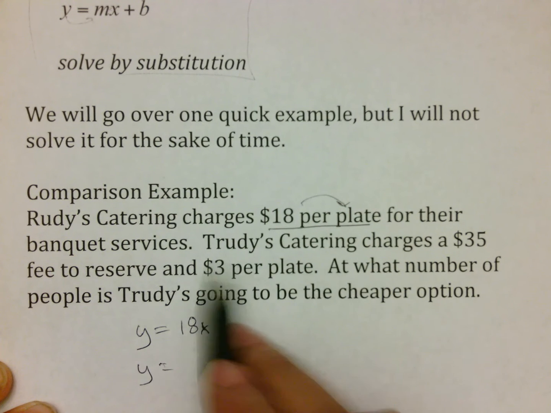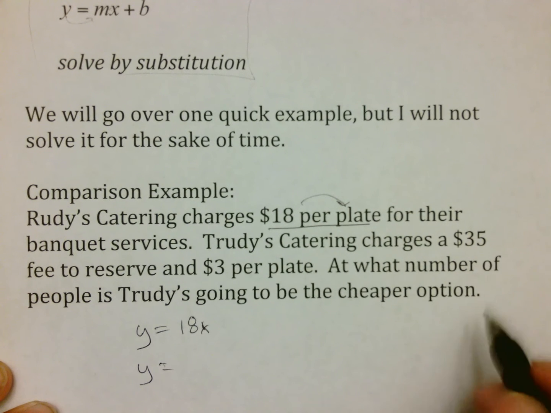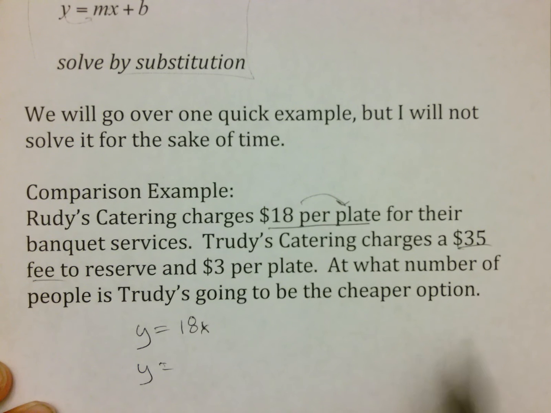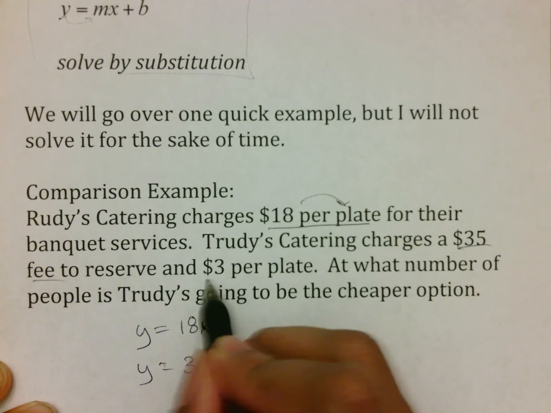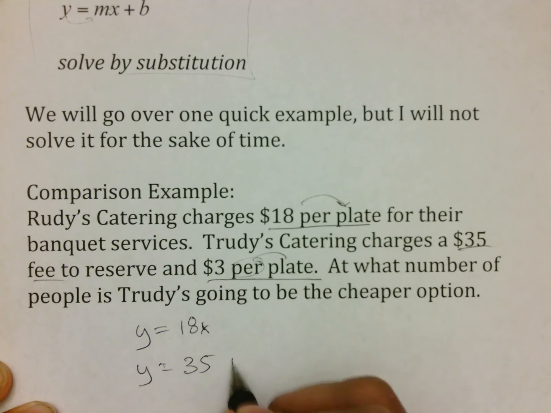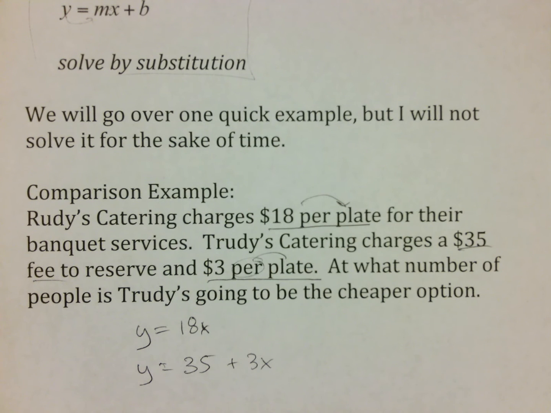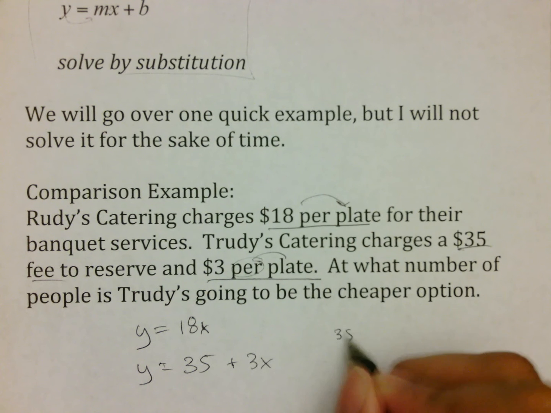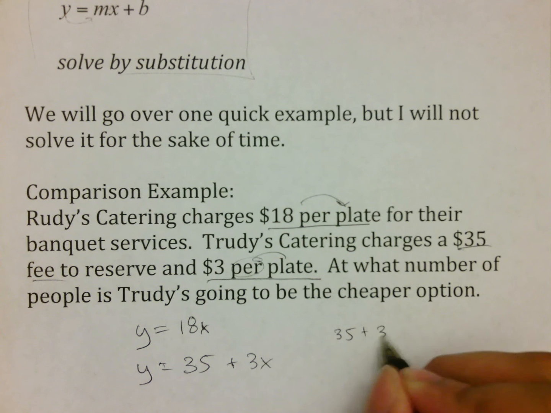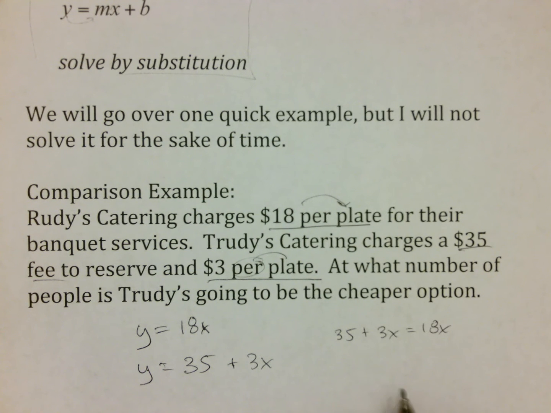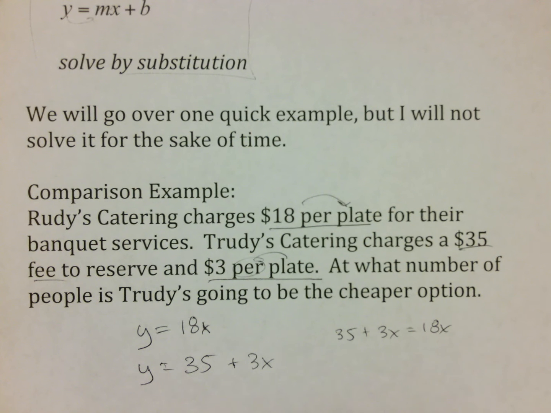And then we come down and we say Trudy's Catering charges a $35 fee. So here's the first thing: the $35 fee happens once, and because of that, you don't put a variable on it. But Trudy also charges $3 per plate. Again, there's that word per, which means that it should be added on as 3x. Once that system is set up, you would take this part, put it up there, and end up with, and you don't need to write this, but because this is substitution, y can be replaced with 35 plus 3x. And then you would go ahead and solve that by subtracting your 3 and dividing by whatever else was there. But this wasn't made to be solved, that's just pretty much what you're looking at.